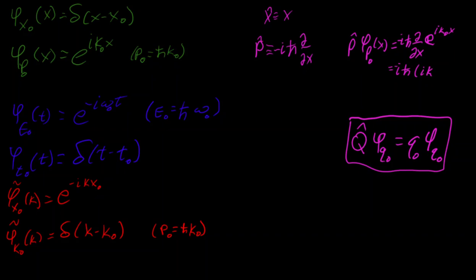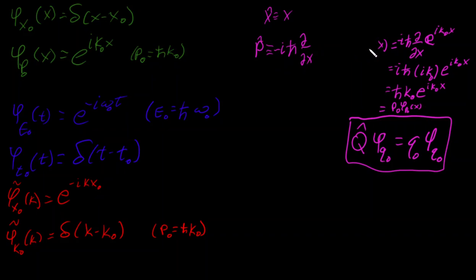So negative i h bar times i k e to the i k naught x, right? Well, negative i times i is 1, so this is h bar k naught, e to the i k naught x, which is p naught phi sub p naught of x. So this shows that given this state, and you can do it with the 1 over root 2 pi, p hat will be negative i h bar d by dx.